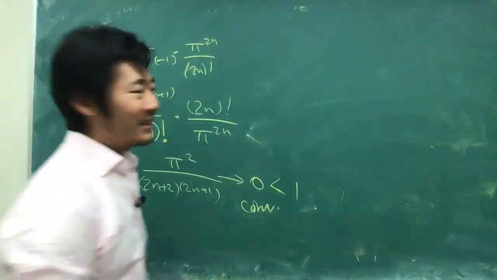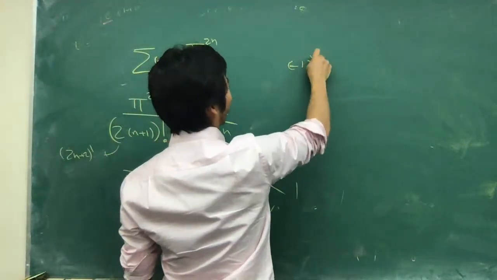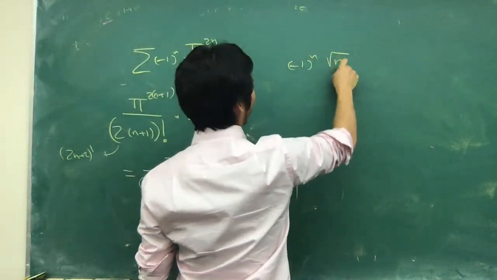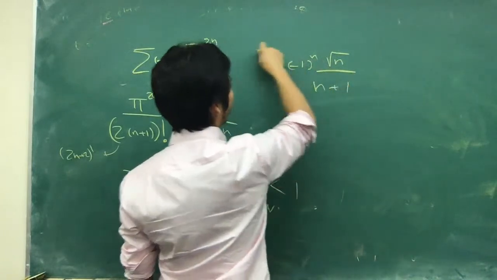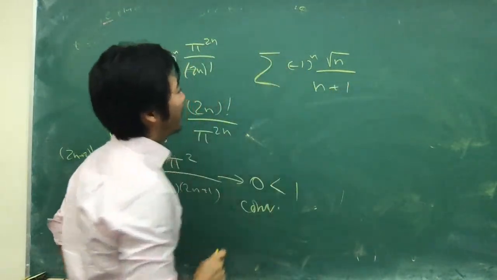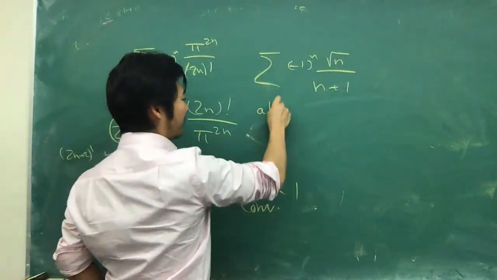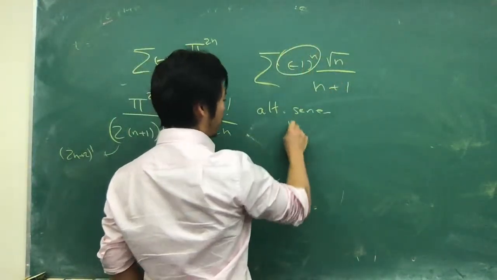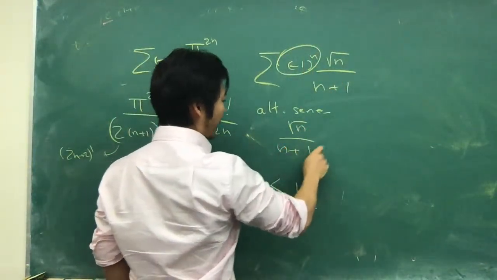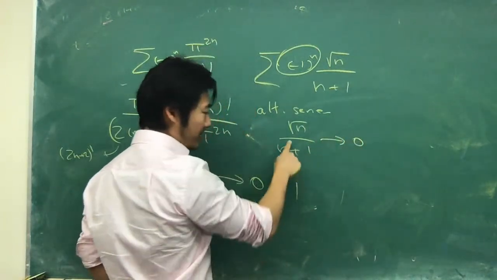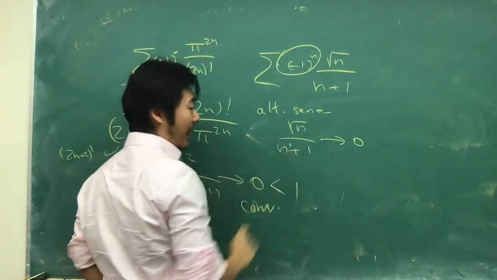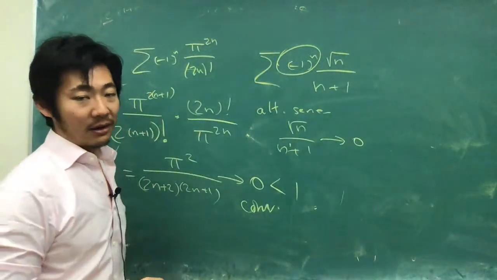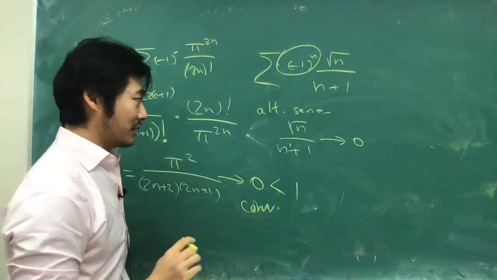So the next one, this one's a little tricky. This is alternating series. Whenever you see this, think alternating series. You know that this thing pretty clearly goes to 0 because the power here is 1. The power up here is a half. So the power in the denominator is greater, so it goes to 0.